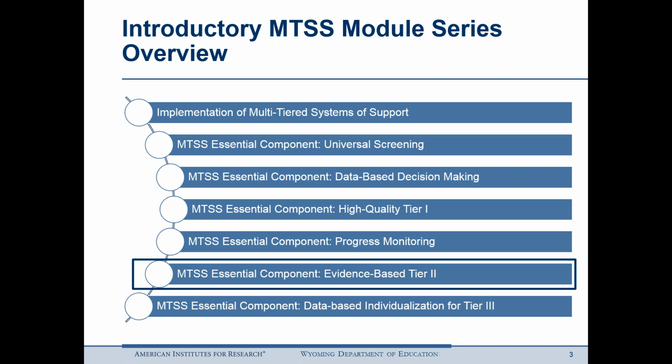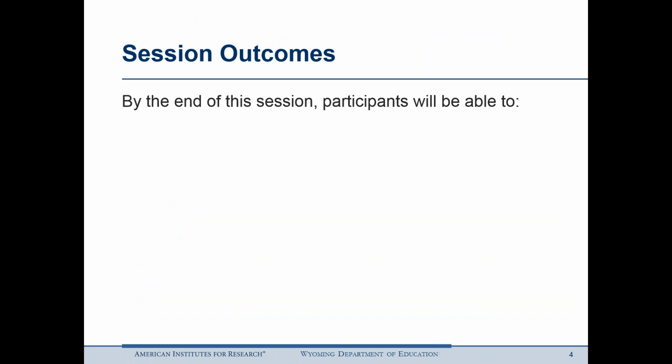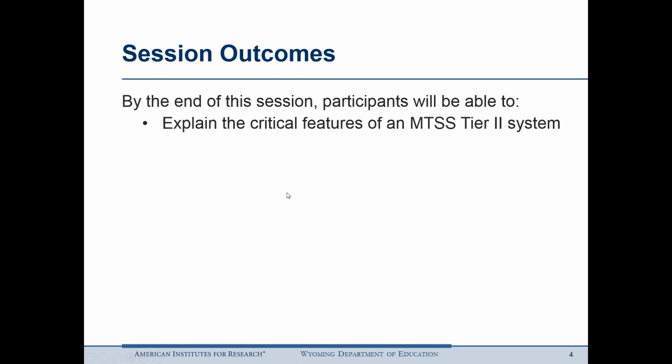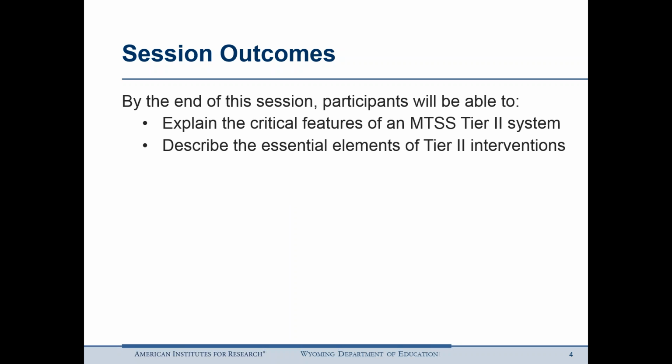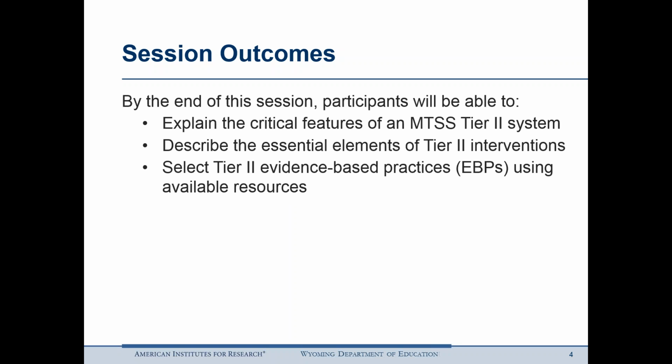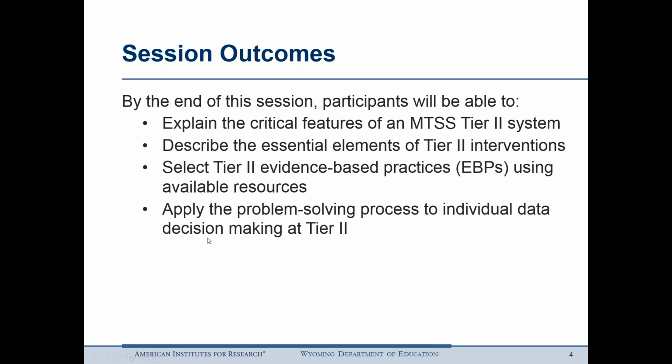and future modules. By the end of this session, participants will be able to explain the critical features of an MTSS Tier 2 system, describe the essential elements of a Tier 2 intervention, select Tier 2 evidence-based practices, or EBPs, using available resources, and apply the problem-solving process to individual data decision-making at Tier 2.